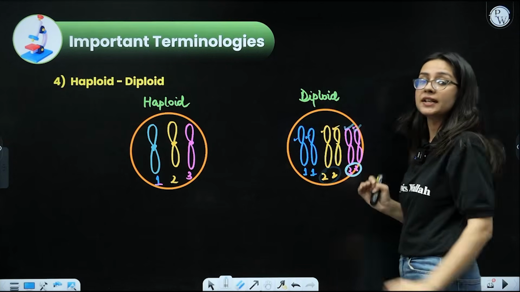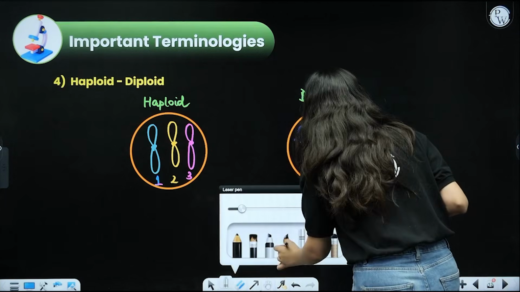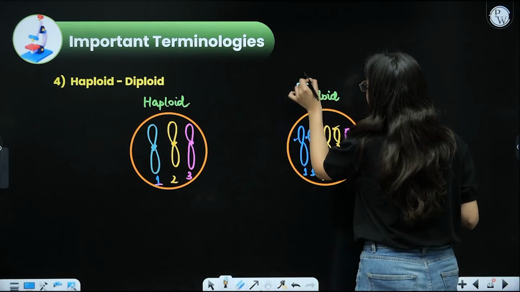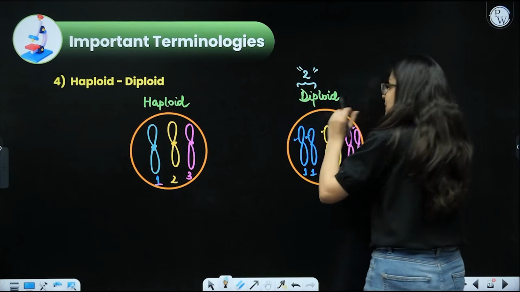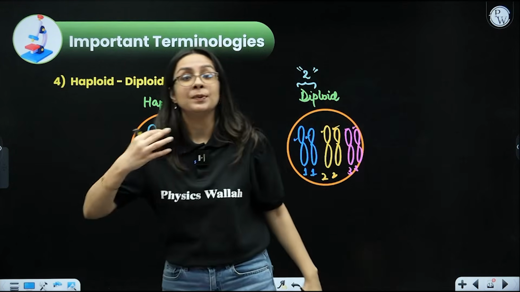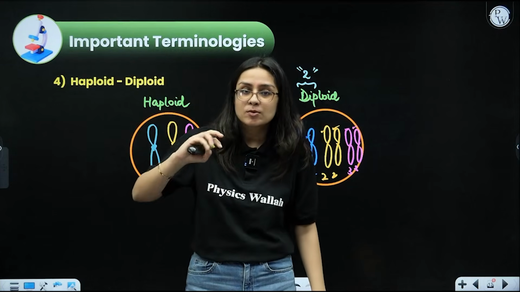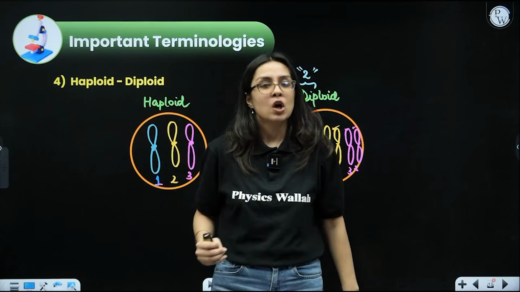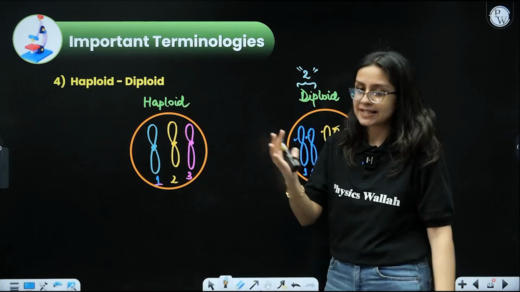It is called a diploid cell. In fact, in the term diploid, the "di" actually means two. That means every chromosome will have a duplicate of its own. Every chromosome will have a replica of its own. That is called a diploid cell.